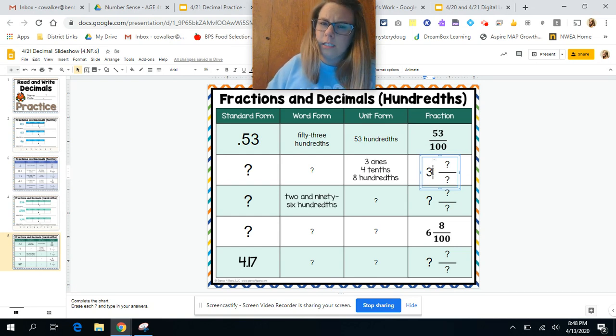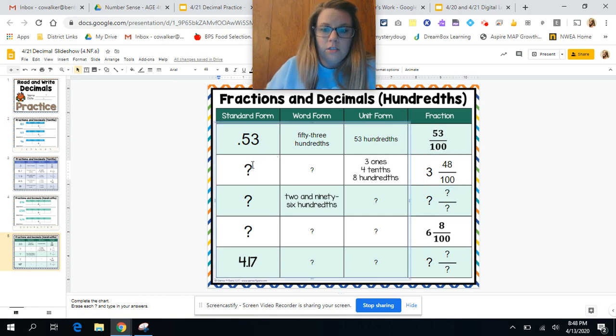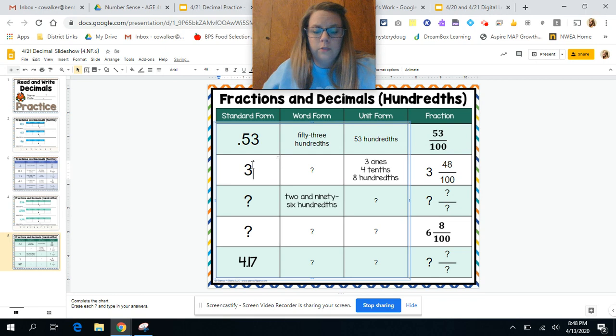So if I have 4 tenths and 8 hundredths and I put those together, I would have 48 hundredths. So I would put 4 in the tenths place, 8 in the hundredths place, and it would all be out of 100. So really it would be 4 tenths and 8 hundredths, so it would still be 48 hundredths. It would be the equivalent fraction. So the standard form would be our whole number, our decimal, because it means and. So 3 and 48 hundredths.